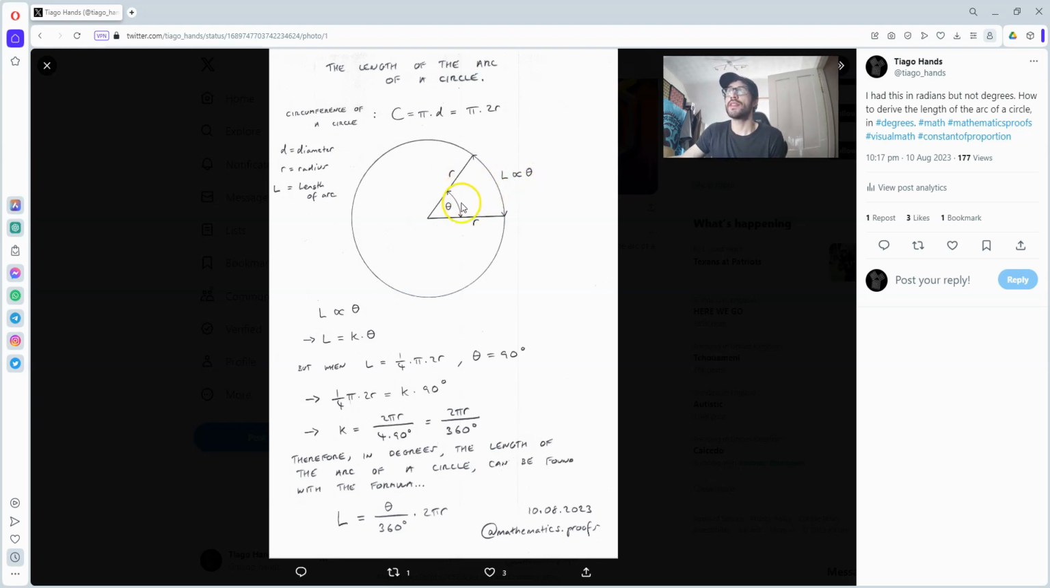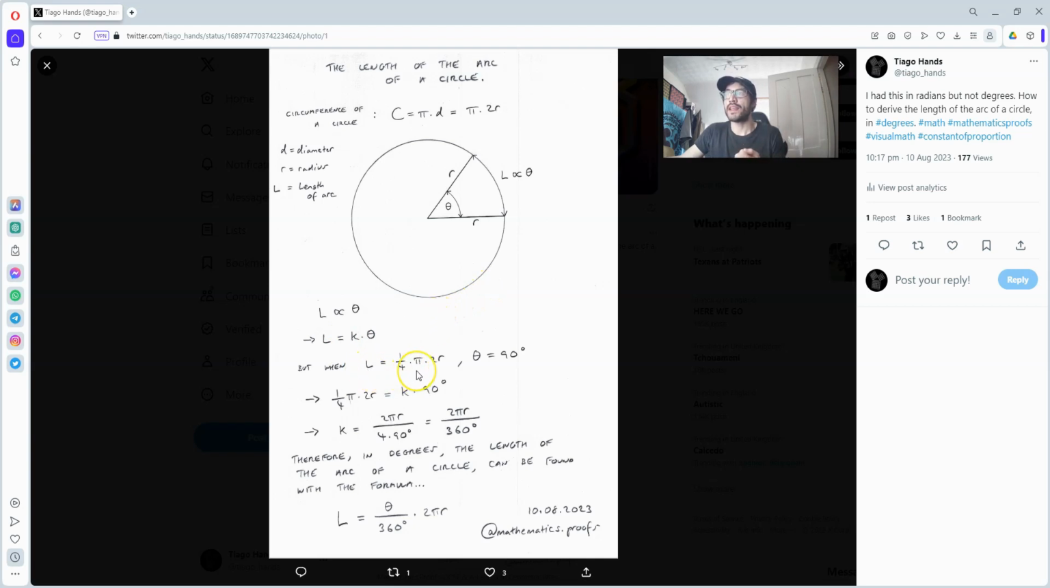So to get the formula for the length of the arc, because the length of the arc is proportional to the size of this angle over here, we can use the constant of proportionality, and that is k. So from here, if we have the length of the arc is proportional to the size of the angle, we can say that L is k times theta.